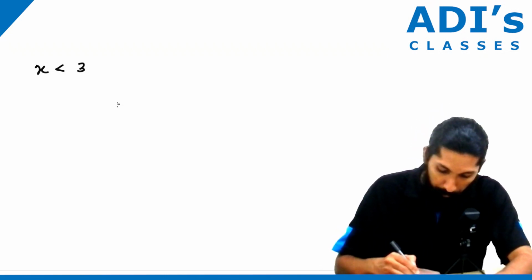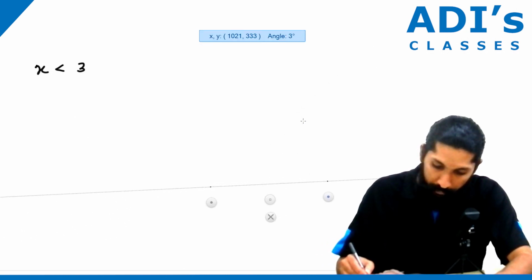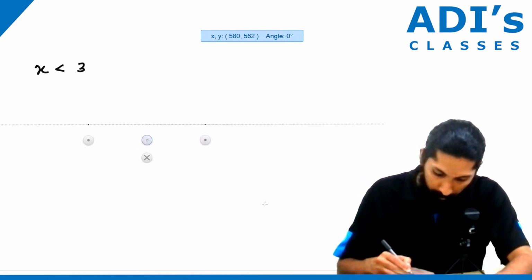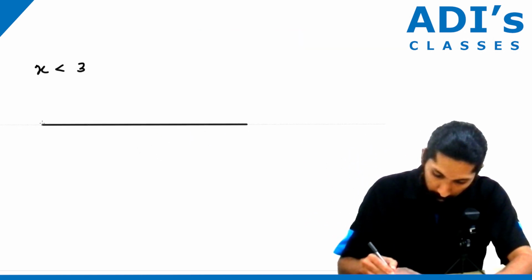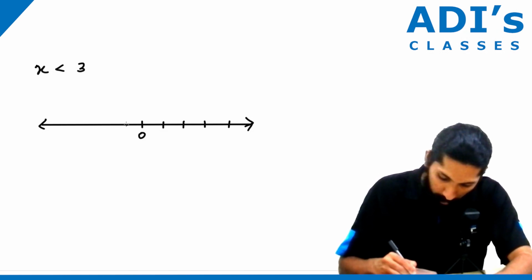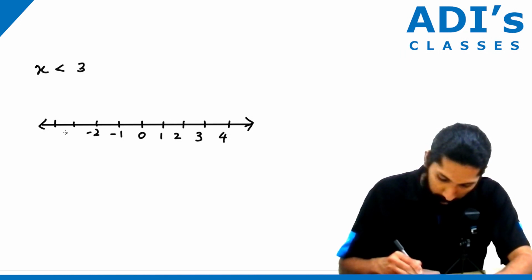Whenever we talk about the number line, first let's draw one simple number line. Say you have a number line here. We start, this is 0, 1, 2, 3, 4, minus 1, minus 2, minus 3, minus 4.